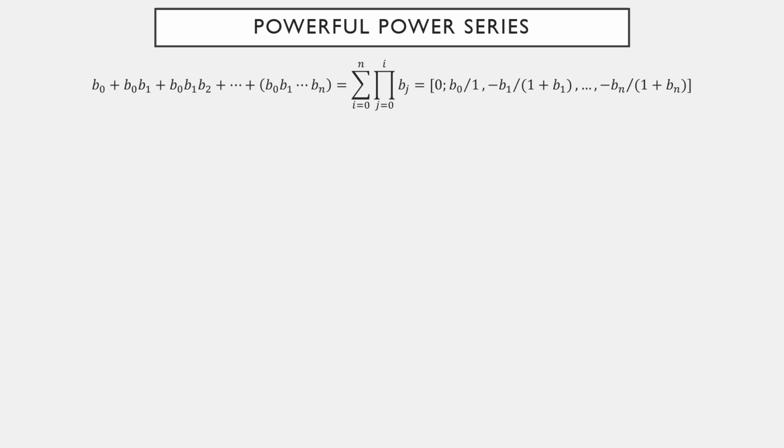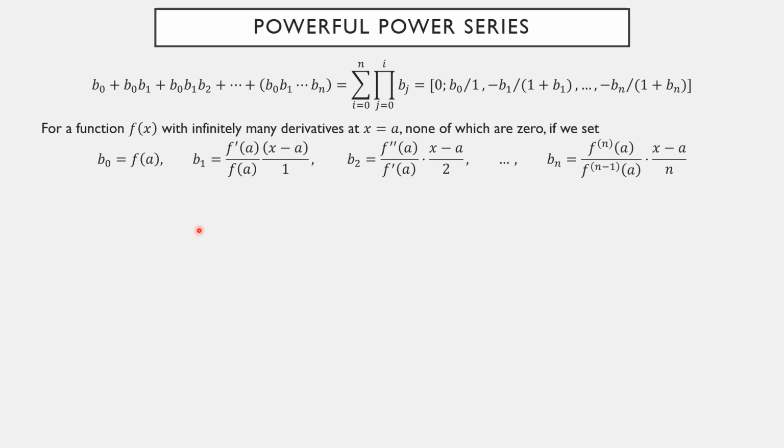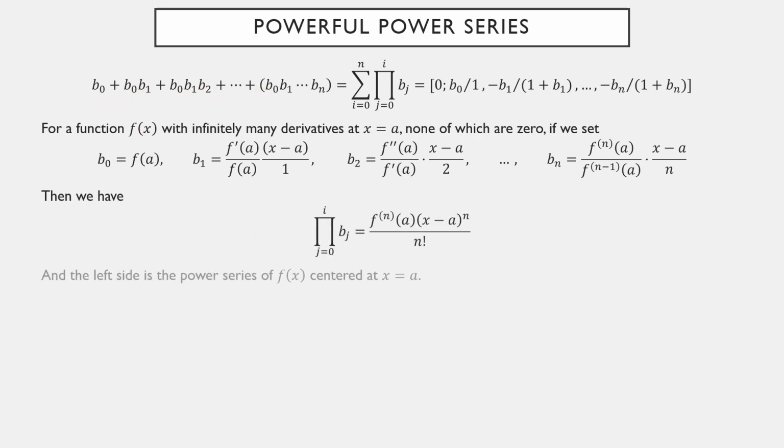For now, let's keep revisiting this formula of Gauss. So for a function f of x with infinitely many derivatives at x equals a, and none of those derivatives are 0, let's just go ahead and set b0 to be f of a, b1 to be f prime of a over f of a, which we assumed wasn't 0, times x minus a over 1. Then f double prime of a over f prime of a, which we assumed wasn't 0, times x minus a over 2. And in general, the nth derivative over the n minus first derivative, and we assumed none of those are 0, times x minus a over n. Well then, what do these products start to compute? Exactly a power series for f of x centered at x equals a.